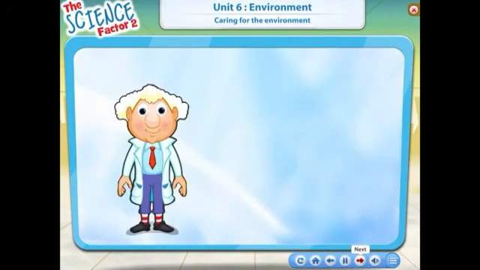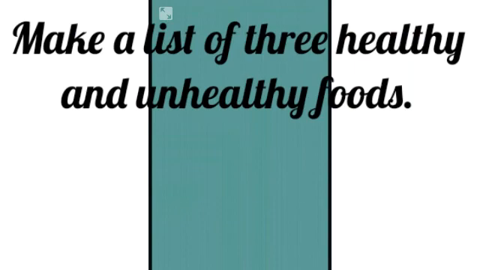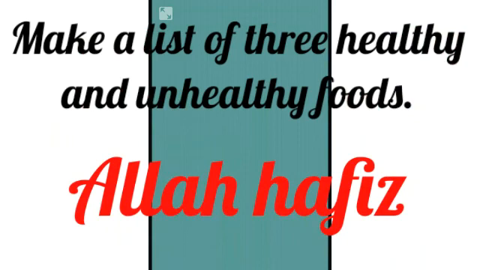Click Next. You have learnt about. Now beta, make a list of 3 healthy and unhealthy foods in your notebooks. Okay? Hope you understood this lecture.